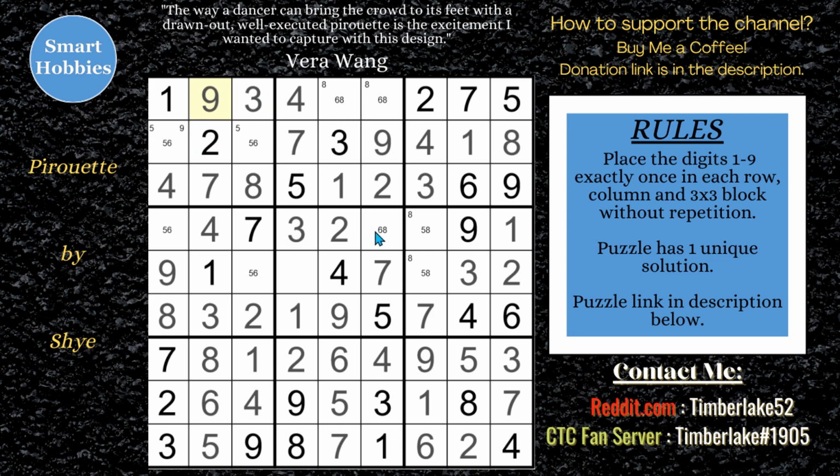Alrighty. 6, 8, 6, 8, 6, 8, 5, 8, 5, 6, 5. I just feel like I'm spinning around like a little pirouette as I mark all this and solve it. All right, 6, 8. That was a good one.